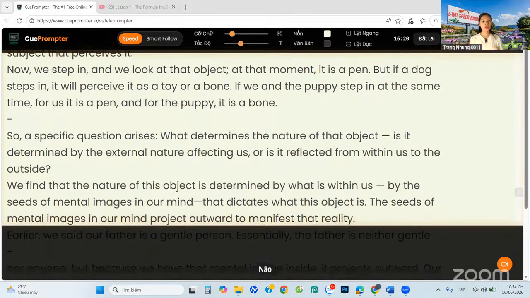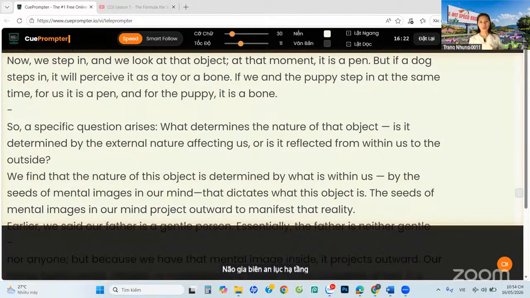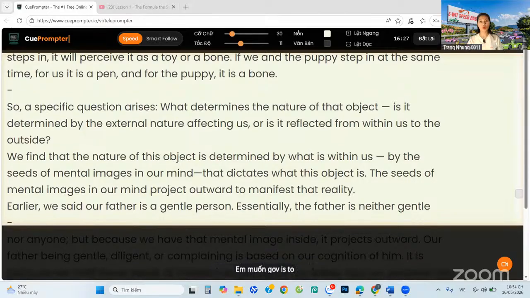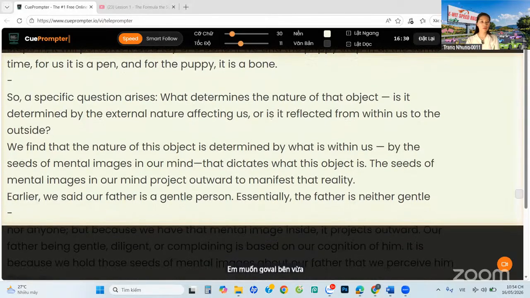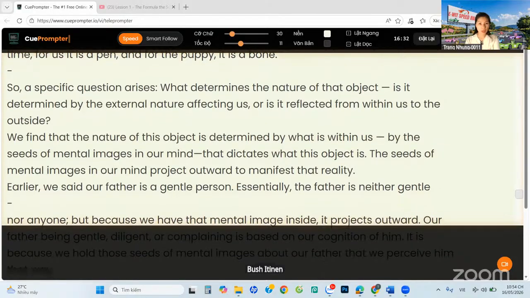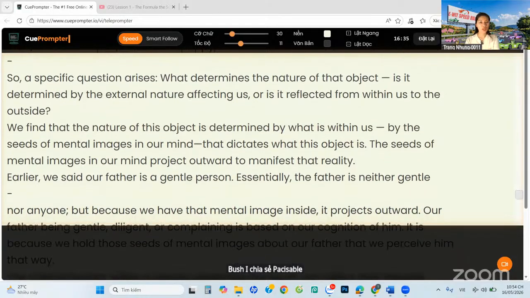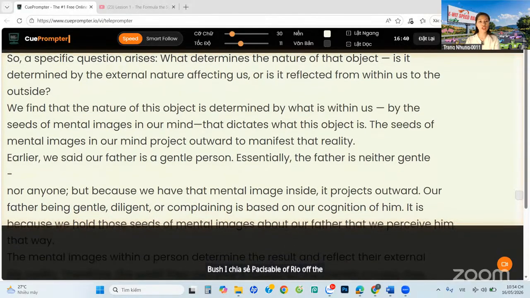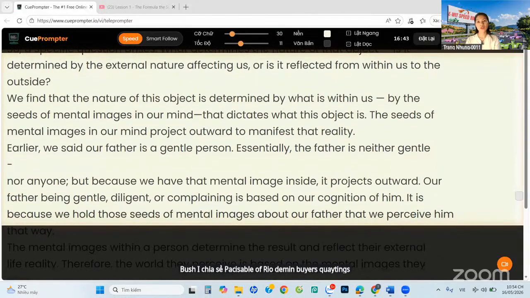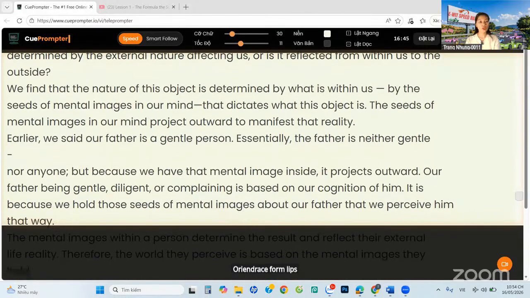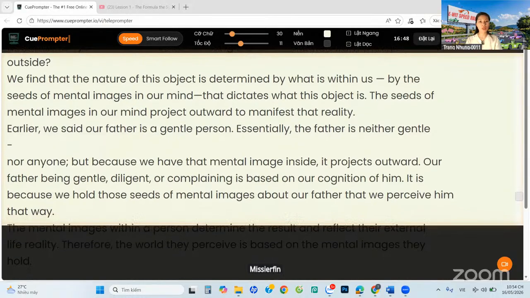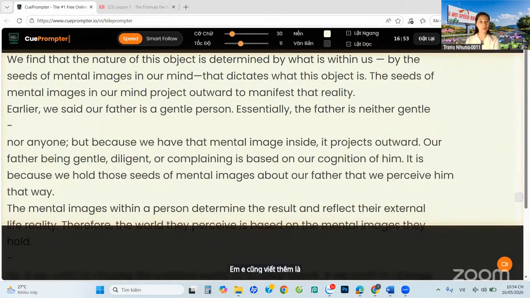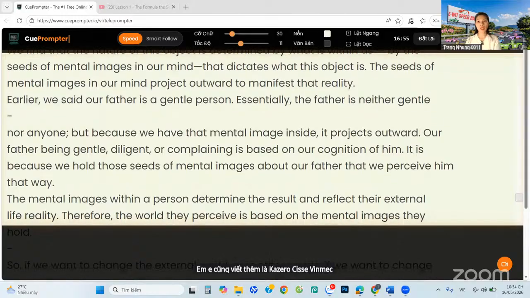Now we step in and we look at that object. At the moment the puppy steps in, it will perceive it as a chew toy, and at the same time for us, it is a pen. So a specific question arises: what determines the nature of that object? Is it determined by external nature affecting us, or is it projected from us to the outside? We define the nature of these objects as determined by the system of mental images in our mind that dictates what this object is.